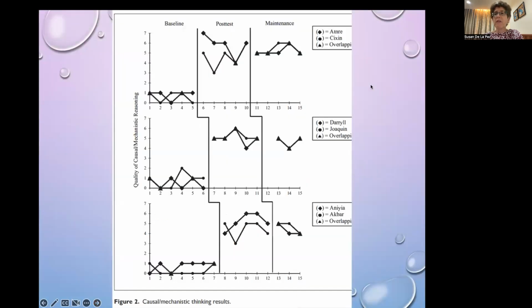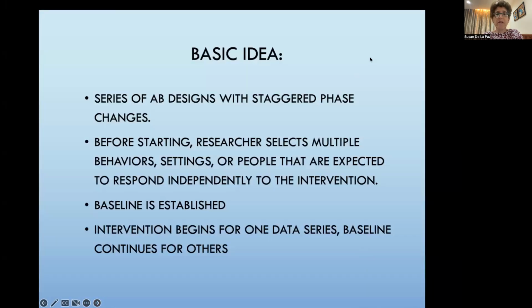Okay, so the last is we have data points for pairs of students. These are also made up names, but in each pair, one of the students had a learning disability and one of the students was an English language learner. Okay, so the basic idea is that with this, technically, it has been compared to a series of A-B designs with a staggered phase change.